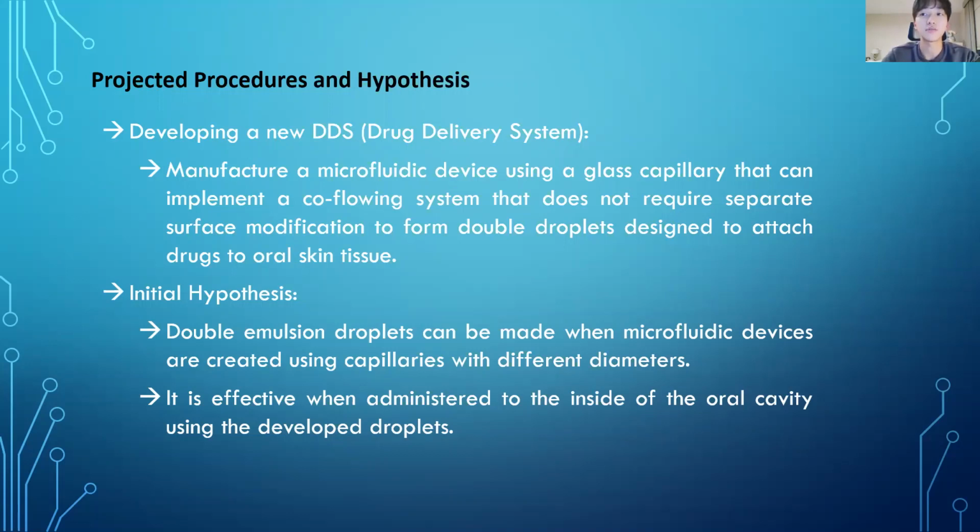Our initial hypothesis was that double emulsion droplets can be made when microfluidic devices are created using capillaries with different diameters. And through the research, I further discovered that the diameter of the emulsion can be made to the desired size by controlling the volume flow rate of the fluid using surfactant and shear stress in the self-made device, which I'll talk about later. And secondly, it is effective when administered to the inside of the oral cavity using the developed droplets.